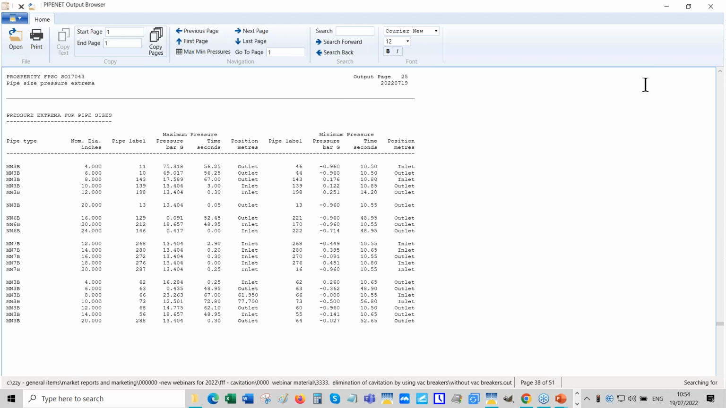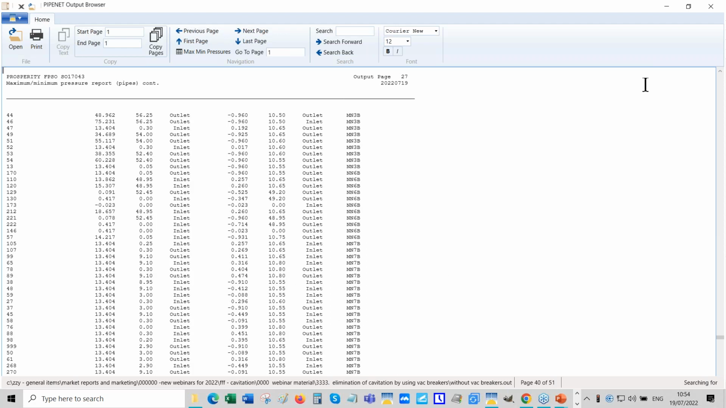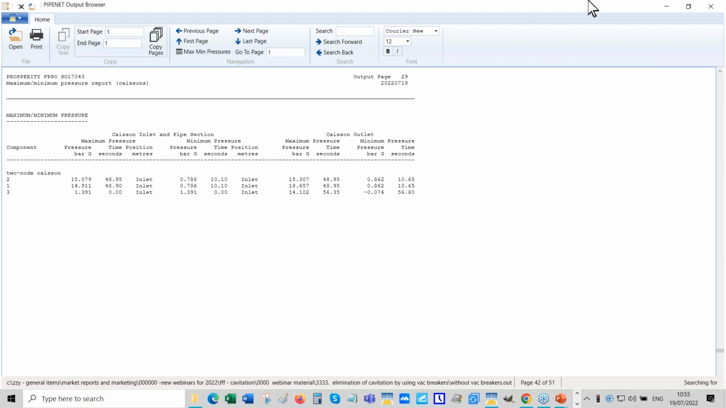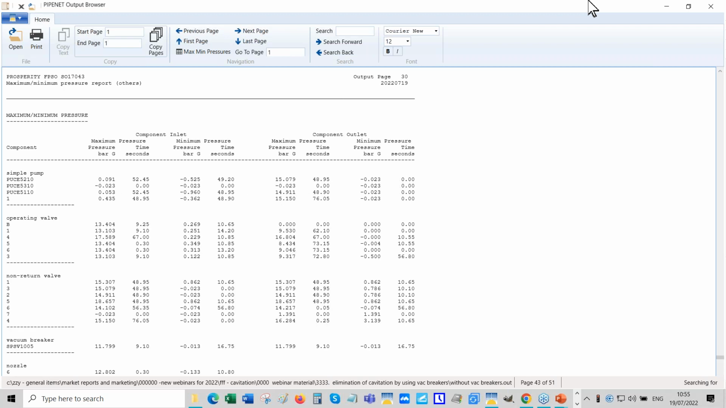And it carries on. The maximum and minimum pressure for all the pipes, and all the other items for the pumps, and so on. You see the inlet and the outlet for these items. So do have a look at this table here. So the PIPENET Transient module is not only about graphs. It's got very, very useful tables here.